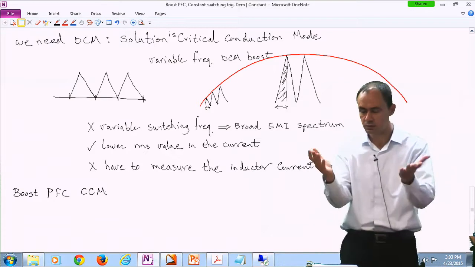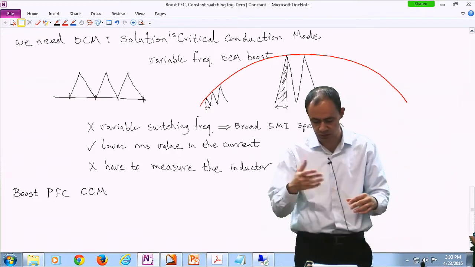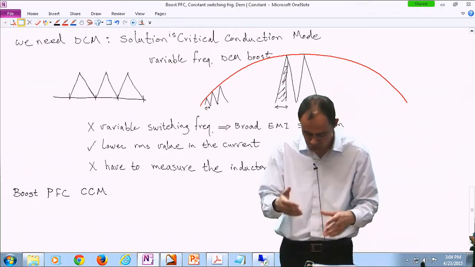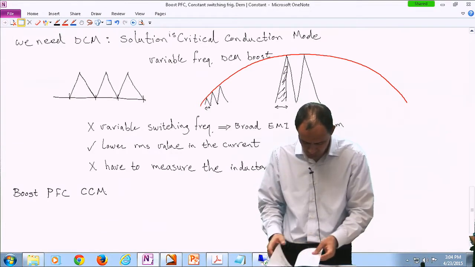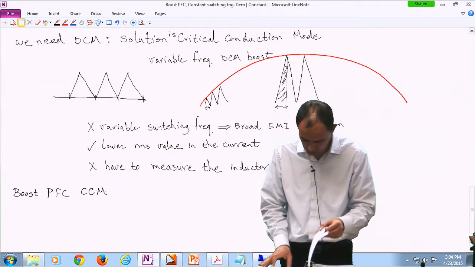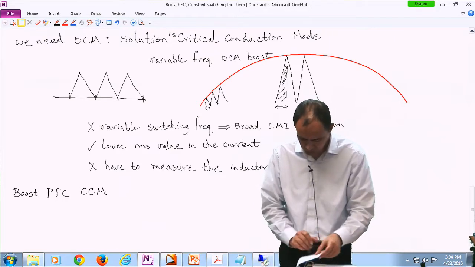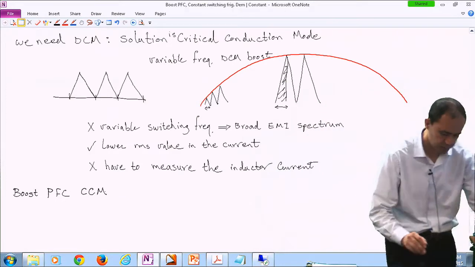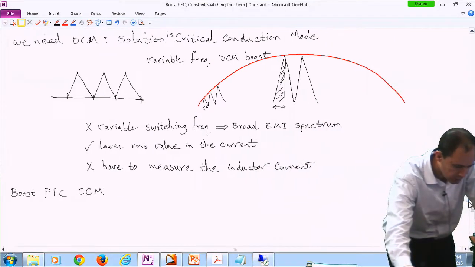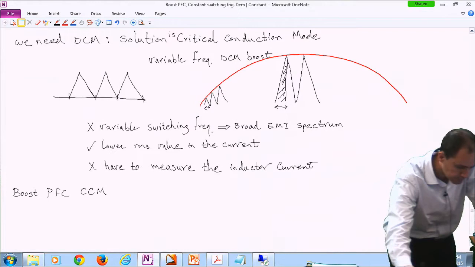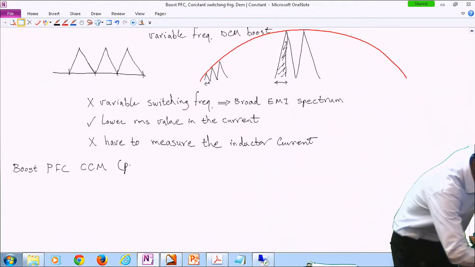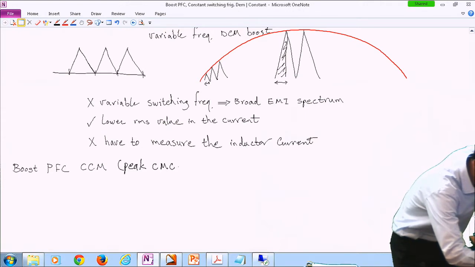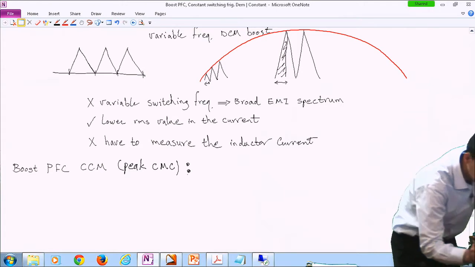So obviously we are still using boost because it gives us a continuous input current. Output voltage is larger than the input voltage, but at the same time, we are using, for instance, the peak current mode control technique to form the inductor current. So looking at the diagram now, let me call it peak current mode control. All right.